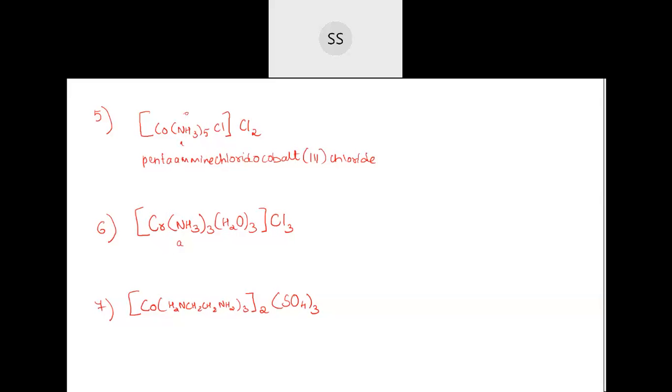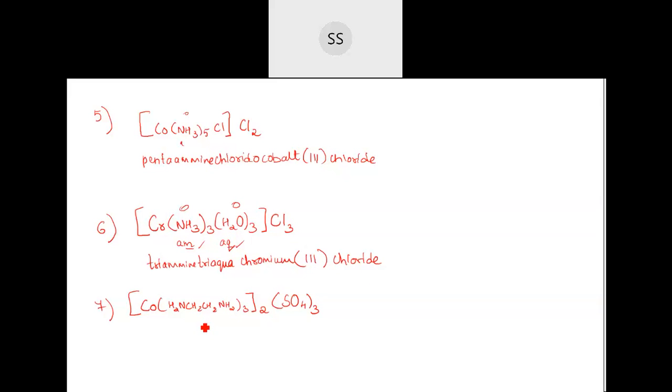Yes, very good. Correct answer. So it's triammine because 3 ammine groups are there. So triammine, triaqua, chromium. So I'll write it down. It's triammine, triaqua. Then you have chromium. Oxidation state: because this is 0, this is 0, and 3 chlorine is there, so it has to be 3. Okay. Then chloride. Very good. This is the correct answer.